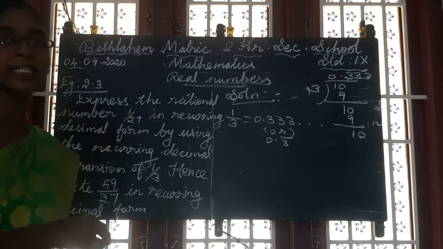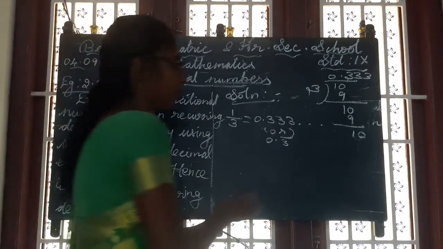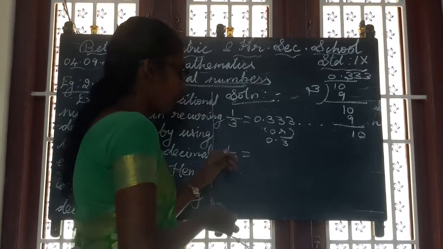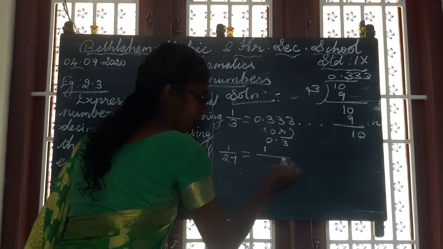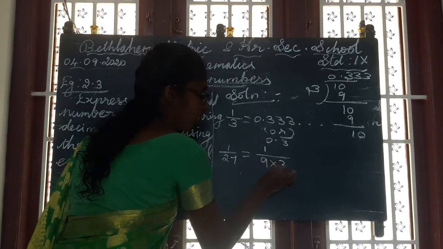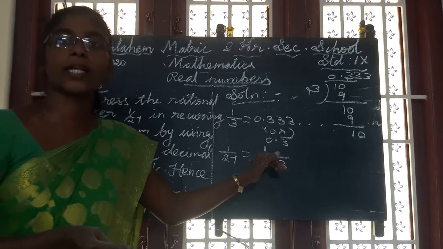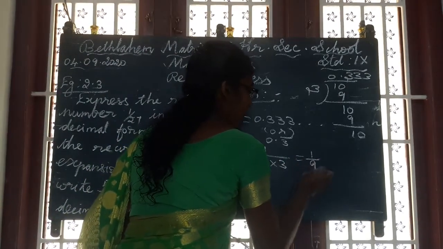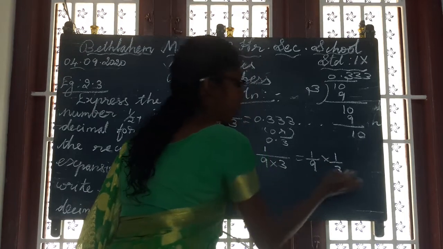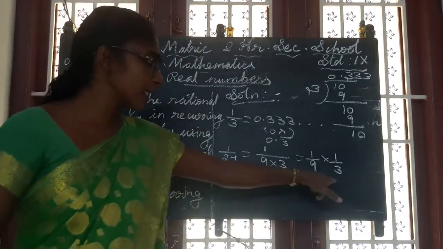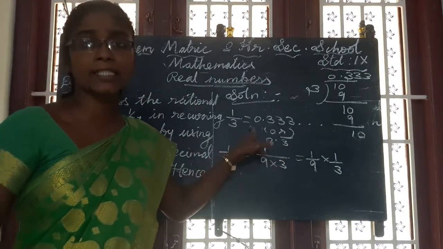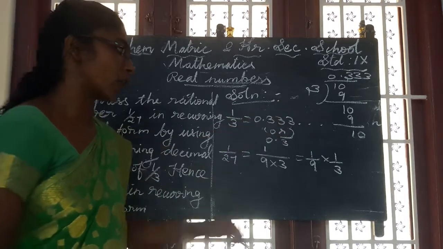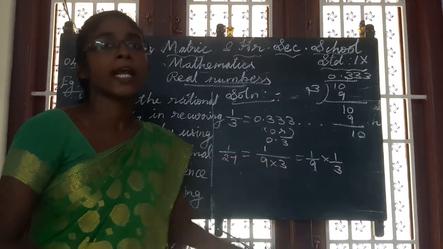Next, by using this 1 by 3, we want to find the decimal expansion of 1 by 27. First, 1 by 27, how can we split it? 9 into 3 is 27. So we can write it as 1 by 9 into 1 by 3. Already we know the decimal expansion of 1 by 3, that is 0.333 etc. That value we have to use here.